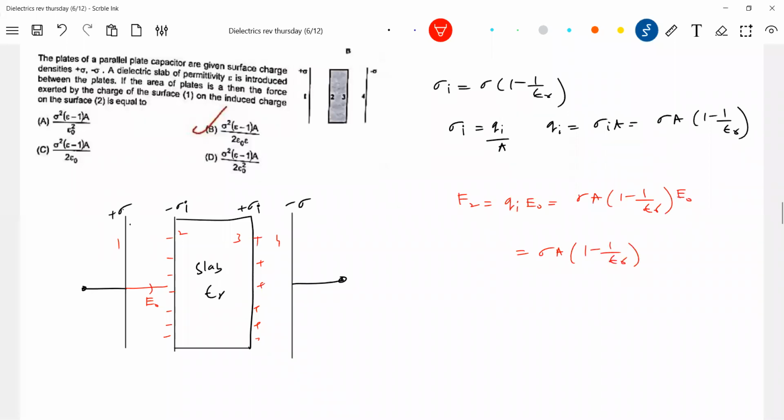Now, what is E naught? E naught should be sigma by epsilon naught. Sigma by 2 epsilon naught. Oh, 2 epsilon naught, no? Only the plate field produced by 1, no? E1, I'll write. That'll be a better idea, only due to that.